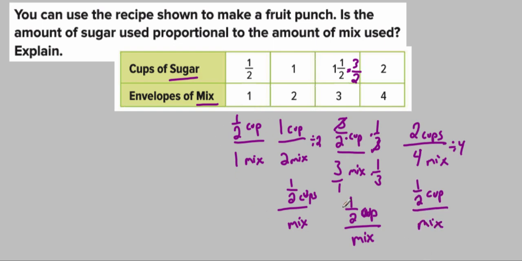So even though I had some fractions in here, luckily we've been doing our practice with our complex fractions, so we had no problem with it. But I get 1/2 a cup of sugar for every 1 packet of mix. So because I got the same unit rate all 4 times, I would say that this is a proportional relationship.